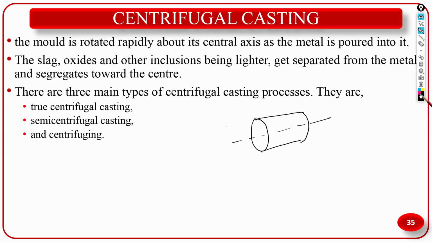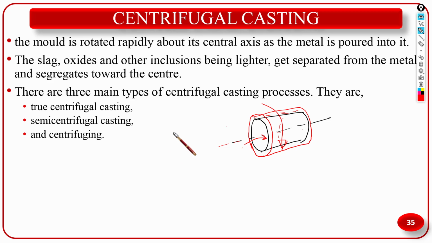So here what is done? If there is a mold, just surrounding this is the mold. Let us suppose this is made up of sand. Now this is hollow. Now molten metal will be poured inside, and this will be rotated very fast about its central axis. And what will happen? The metal will stick to the molding sand, or you can say mold, and it will solidify, and then we will get this kind of pipes.